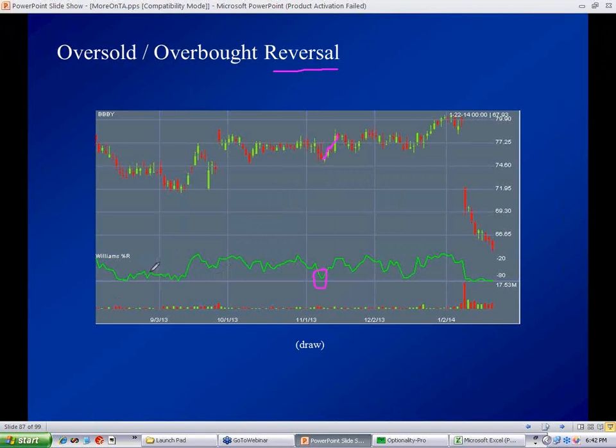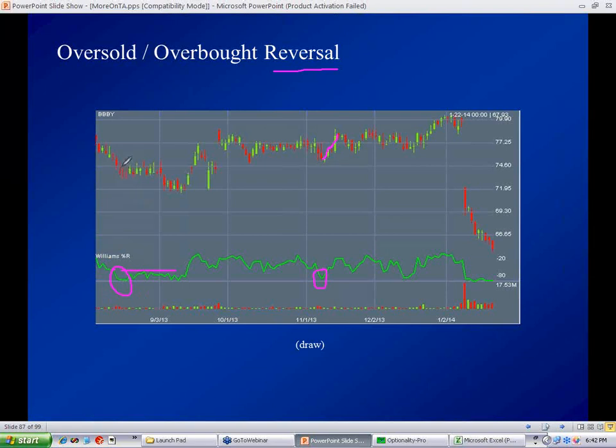A good example of why you want a V is look at down here. Right here, technically, Williams is showing oversold conditions. But if you're just going by pure oversold, like right here, for example, Williams is super low. That's about as low as you can get on a Williams, right? That means super duper oversold.